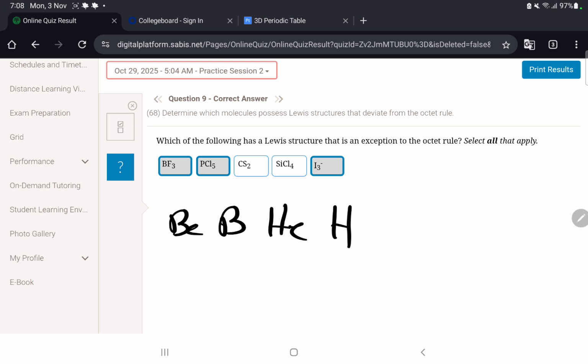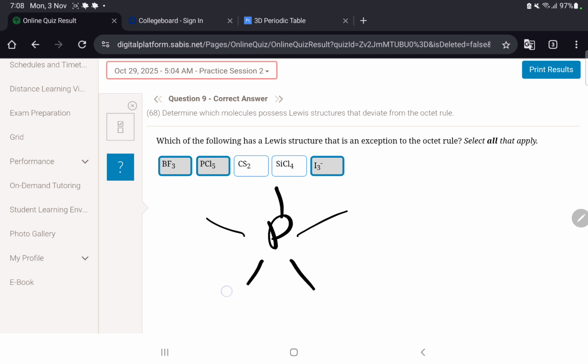Now, anything with more than enough electrons, like here PCl5: 1, 2, 3, 4, 5 Cl, and counting the electrons, 1, 2, 3, 4, 5, 6, 7, 8, 9, 10. So how does P have 10? It's only supposed to be 8, right? That's why it's an exception. That's why we say these are exceptions to the octet rule.